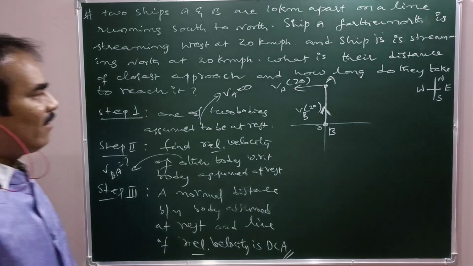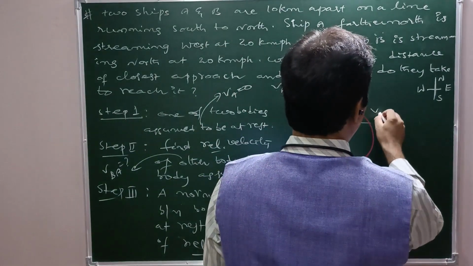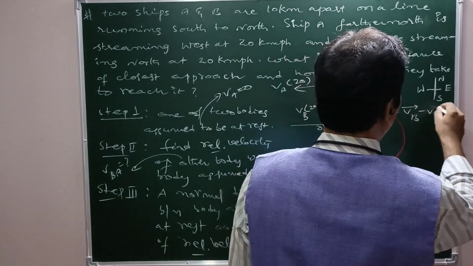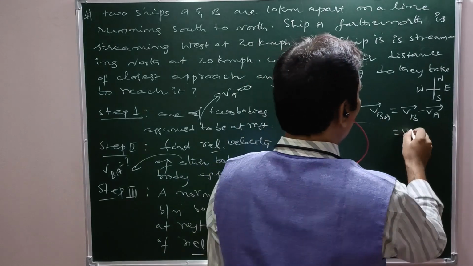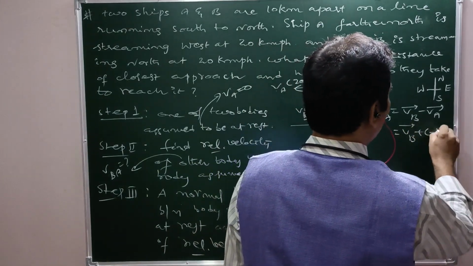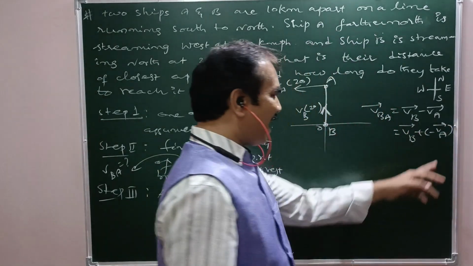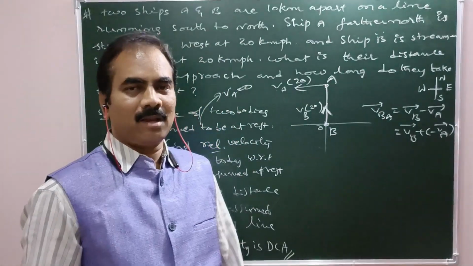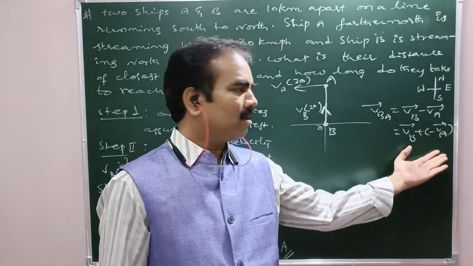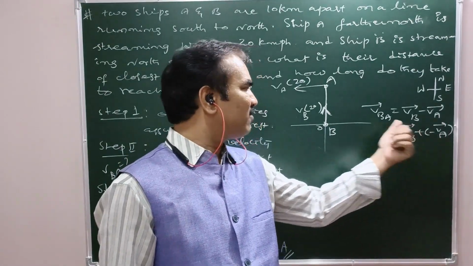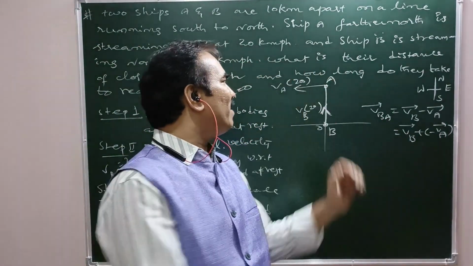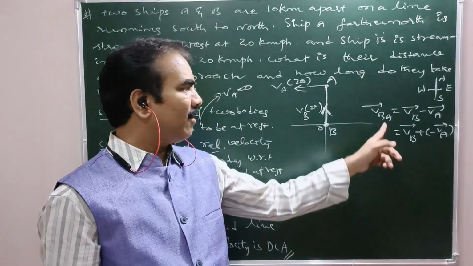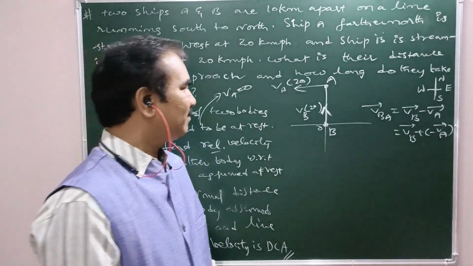Now what is VBA? VBA equals VB bar minus VA bar. That is equal to VB bar plus minus VA bar, meaning adding minus VA bar to VB bar. So this is also one kind of addition. Simply make VA bar reverse, put it on that side and add it with VB. That's how you will get VBA, the relative velocity of B with respect to A.